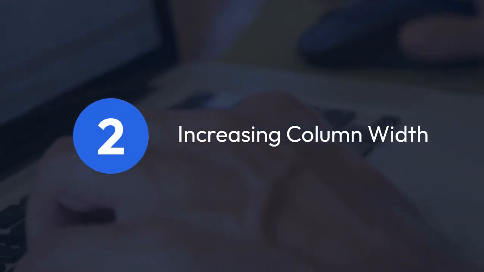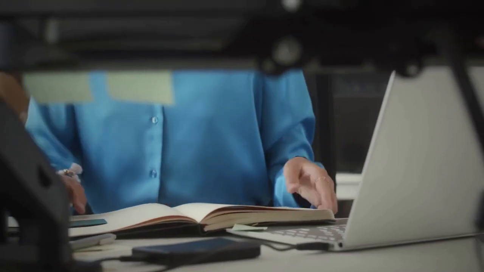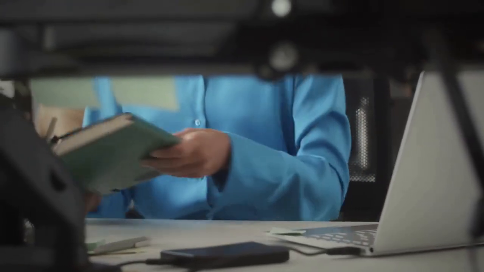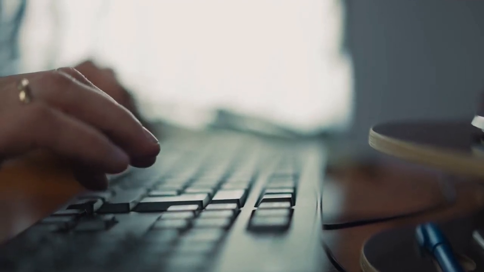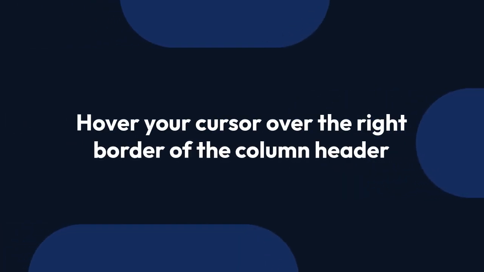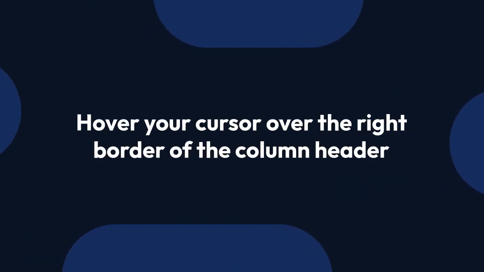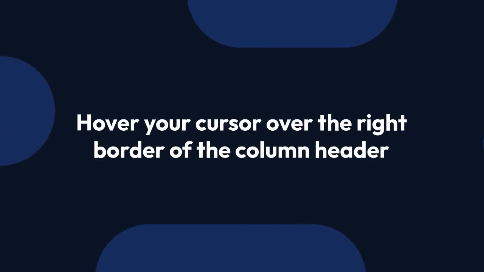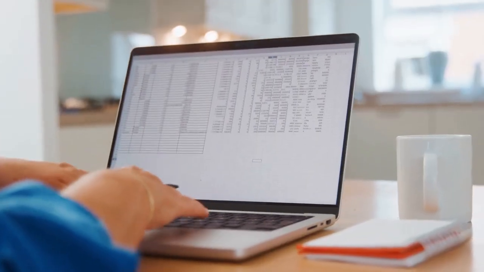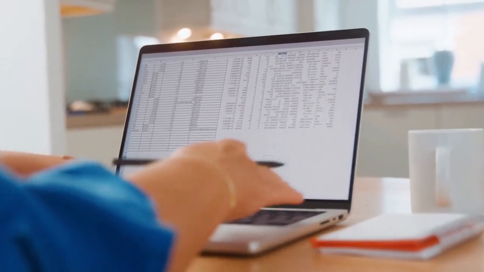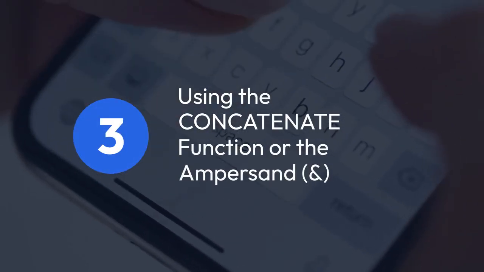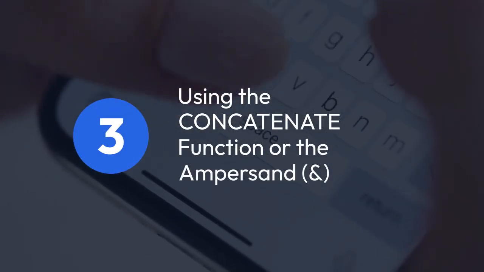2. Increasing column width. If you don't want the text to spill into other cells, simply increase the column width until all the text fits within the original cell. To do this, hover your cursor over the right border of the column header, the letter at the top of the column. When the cursor changes to a double-headed arrow, click and drag to the right to make the column wider.